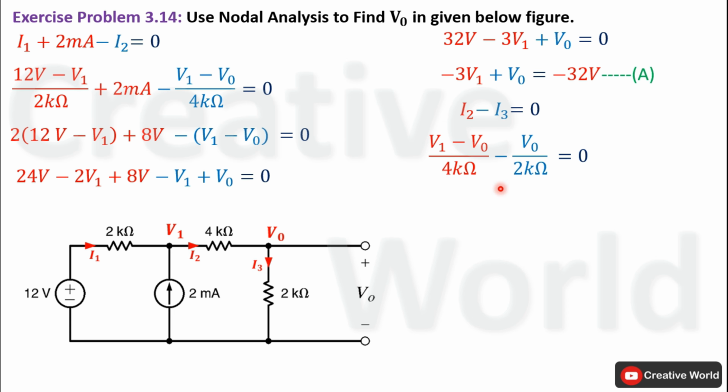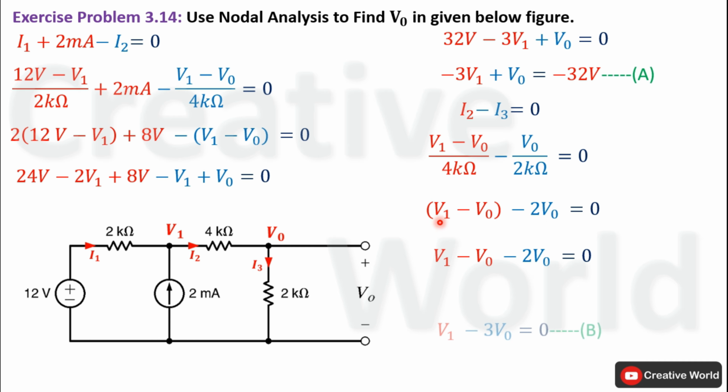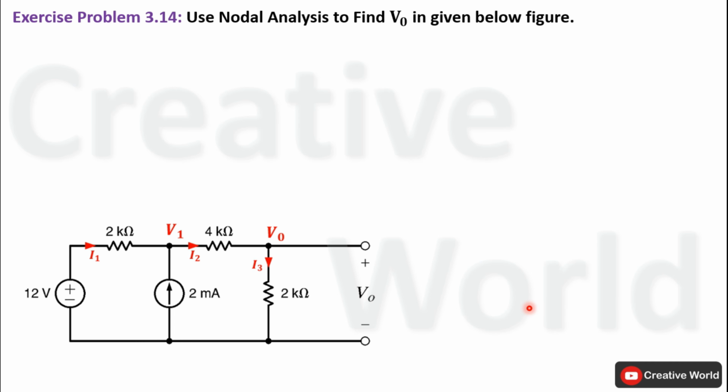Now multiply this equation on both sides with 4 kilo ohm. The equation will become V1 minus V0 minus 2V0. Open these brackets and add values having same variables together. The equation will become V1 minus 3V0 equal to 0. This is the second node voltage equation of this network. Up to this point, we have retrieved two node voltage equations of this network. Now we will try to solve these equations in order to find out the value of voltage V0.